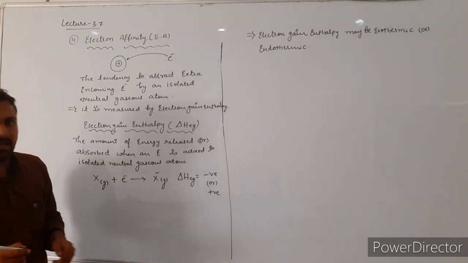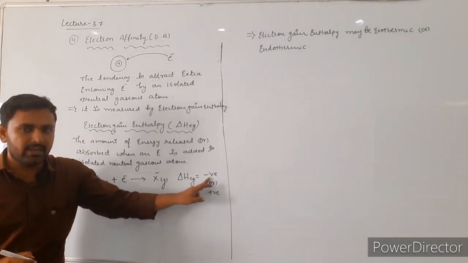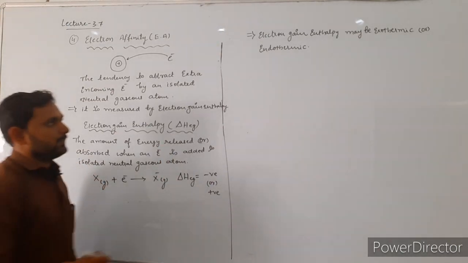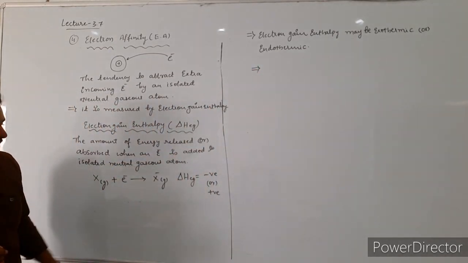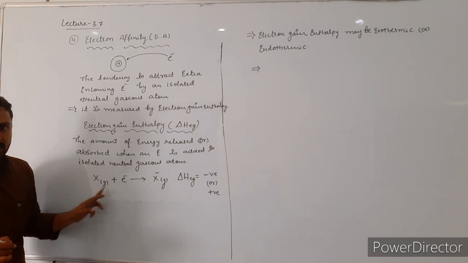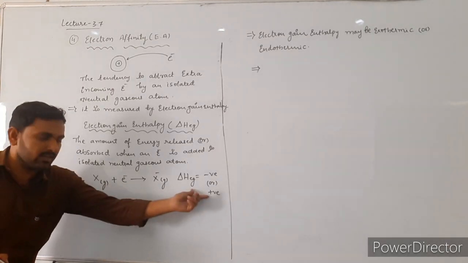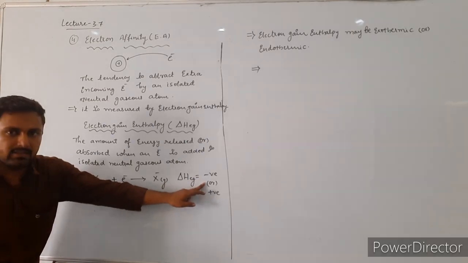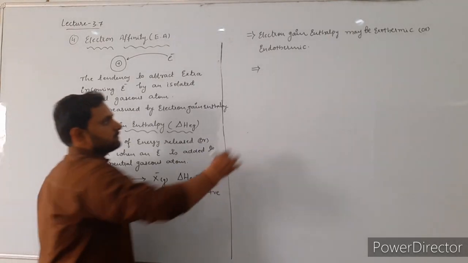For exothermic reactions or exothermic processes, the delta H values are negative. For endothermic, delta H values are positive. Next, the greater the energy released when an electron is added to a neutral gaseous atom, the more electron affinity that element has. Greater the energy released, then greater the electron affinity of an element.